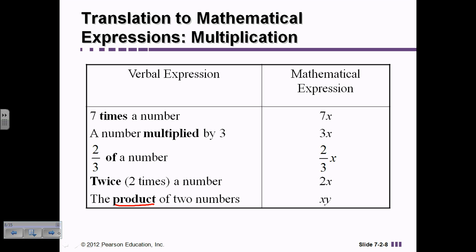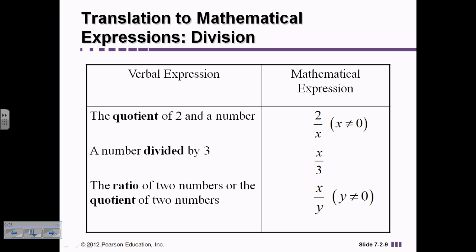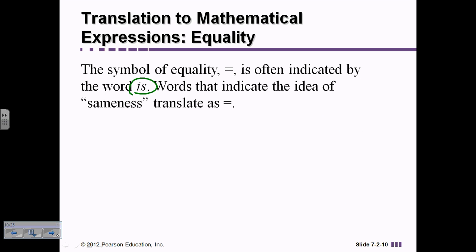With multiplication, some keywords are times and multiplied by. Another keyword is product. And the word of means multiplication. So keep that word in mind as you're going through and looking at some of the problems. Division would be quotient, divided by, ratio. Ratio is something we're going to be looking at some more of. Those are all things that mean to divide by. When we're looking at a word problem, if we look for the word is, I-S, you will usually be finding a word that represents the equal sign. So the word is represents the equal sign.